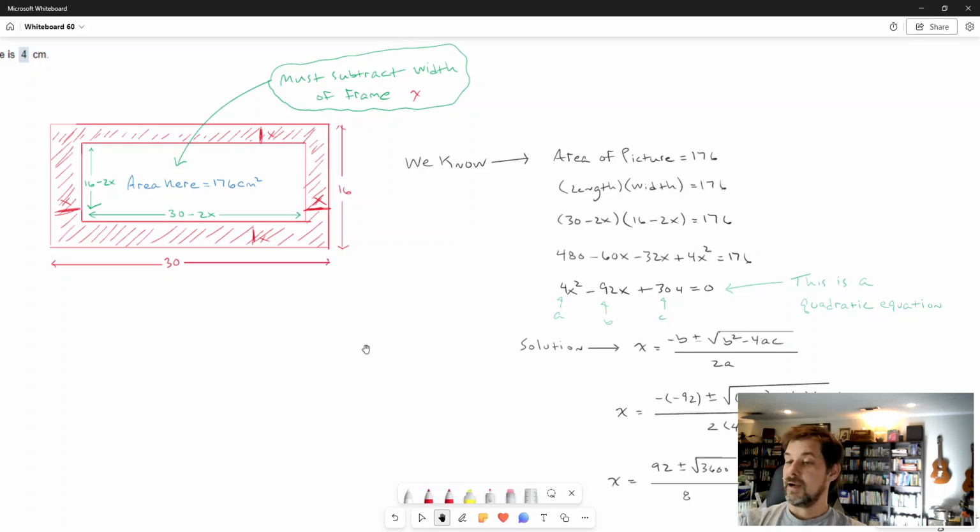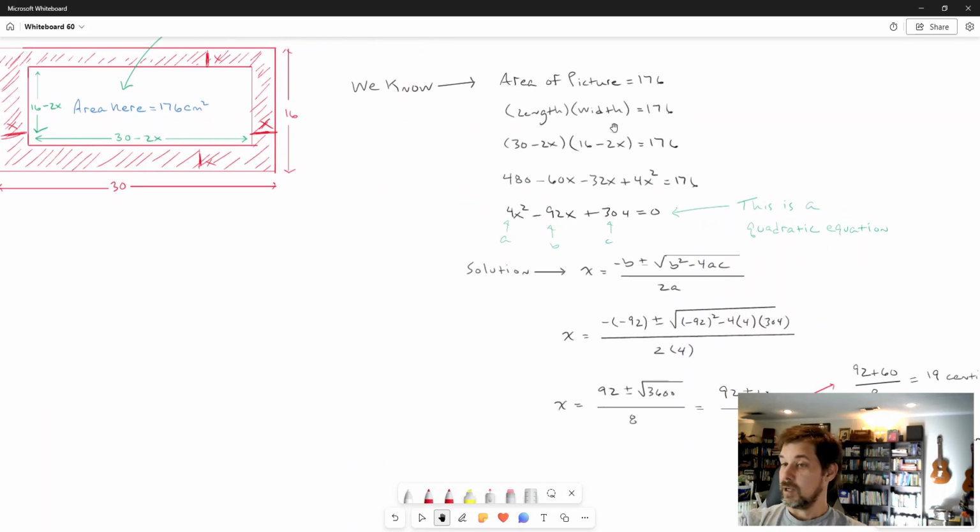From there, I can get something called a quadratic equation. What I do is multiply this out with FOIL multiplication. 30 times 16, 480. 30 times 2x, 60x.